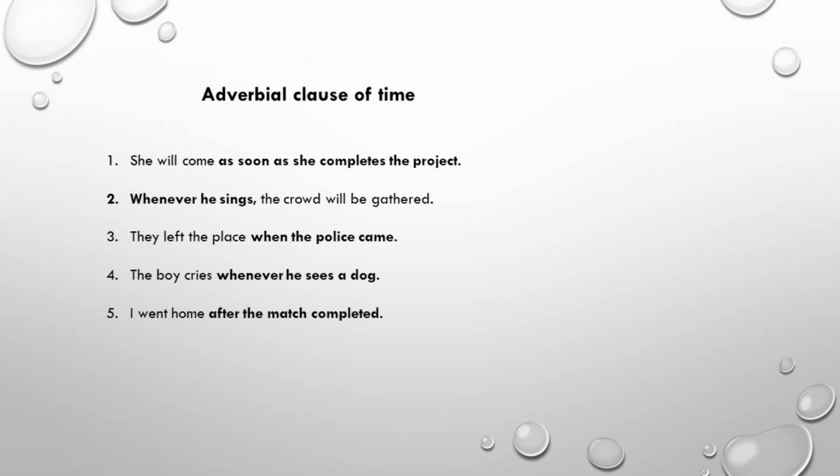The fourth one is, the boy cries whenever he sees a dog. When you ask the question the boy cries when, the answer will be whenever he sees a dog, and this is an example of a subordinate clause, and this clause is modifying the verb cries. That is why this is also an example of adverbial clause of time. The last example is, I went home after the match completed. In this sentence, after the match completed is the subordinate clause answering the question I went home when, and it modifies the verb went. That is why this clause is also an example of adverbial clause of time.